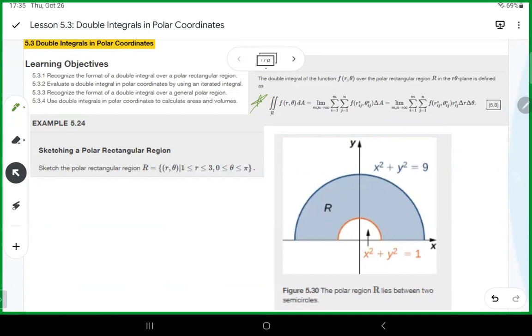What you're going to be able to tell from here is that we have a little r equal to 1, and a little r equal to 3. And they are the circles of radius 1 and 3, and then also you have it between 0 and pi. So it basically covers the top half of the plane. So the region R is going to look like a semicircle. It kind of looks like a donut or a tire cut in half, right?